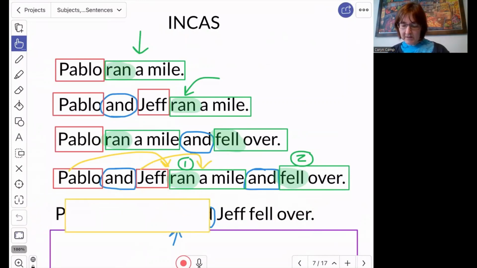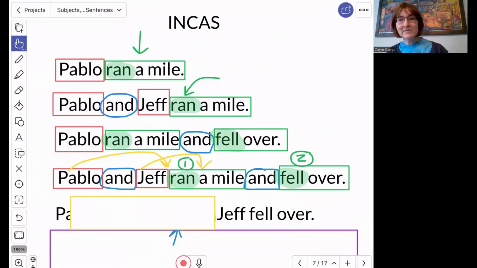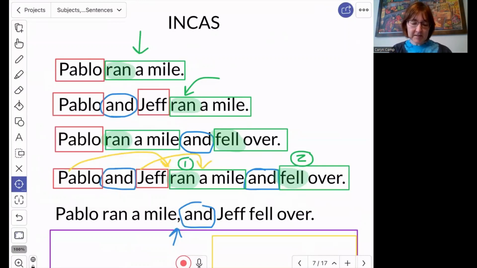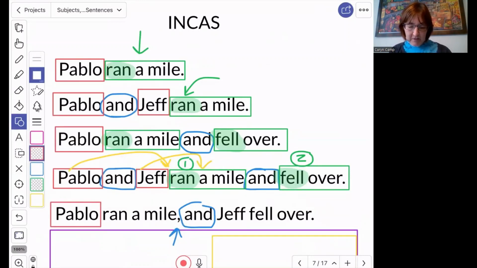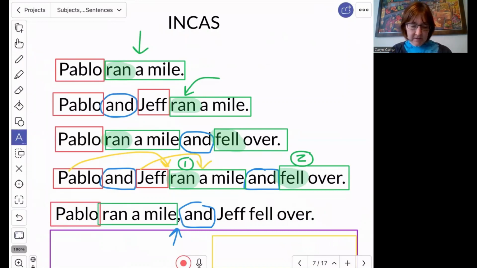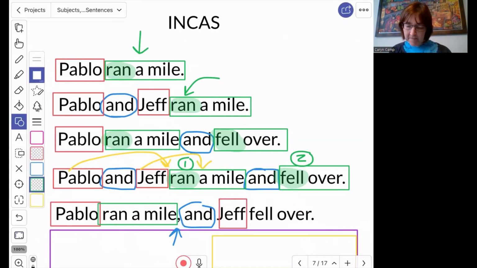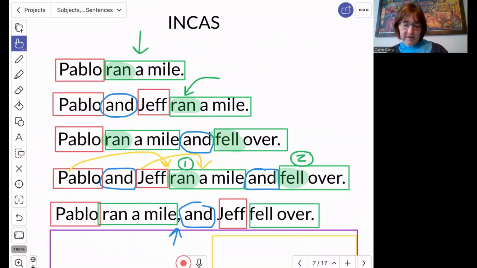How about this side? Jeff fell over. Yes, that's a sentence. Who? Jeff did what? Fell over. So we could split this into two. So right away, that's a good clue that it's a compound sentence. Let's make sure we have red, green. So who is this about? Pablo. What did he do? Ran a mile. Let's look at our next one. Who is it about? Jeff. What did he do? Fell over. So we have red, green. The other thing with this one is only Pablo is running a mile.